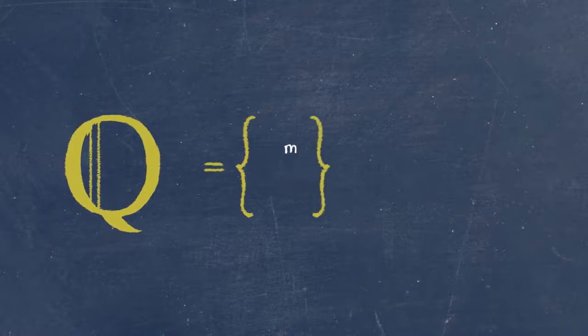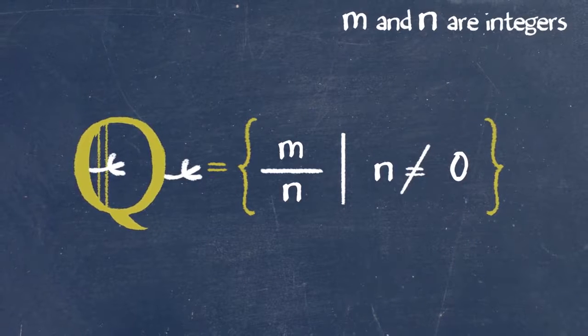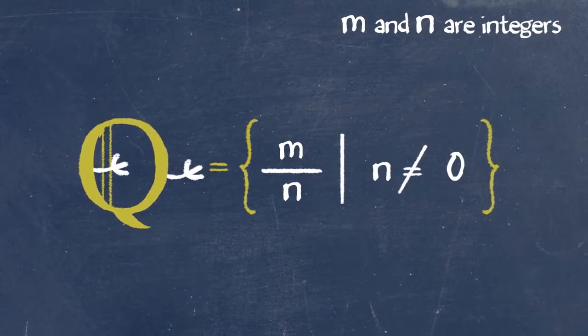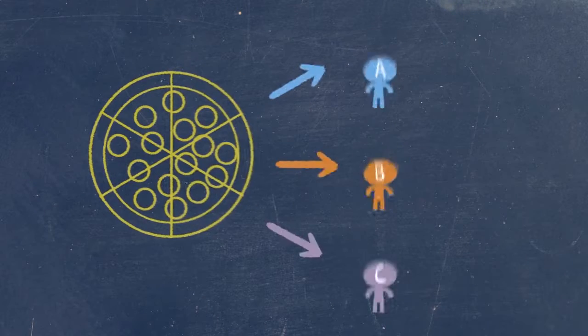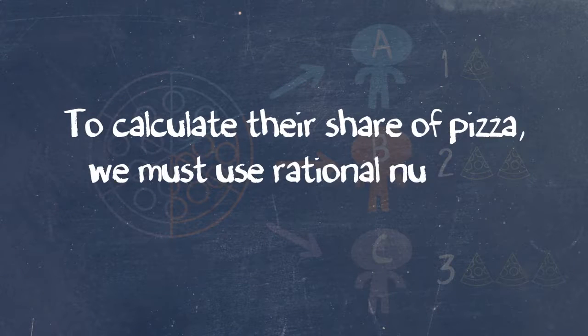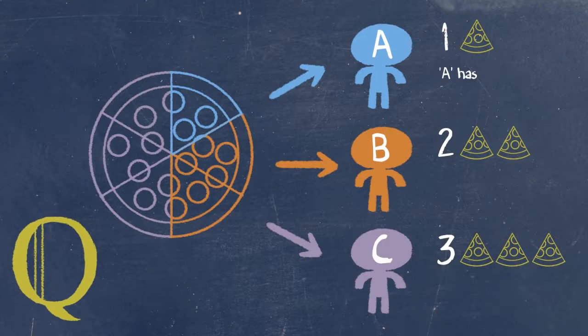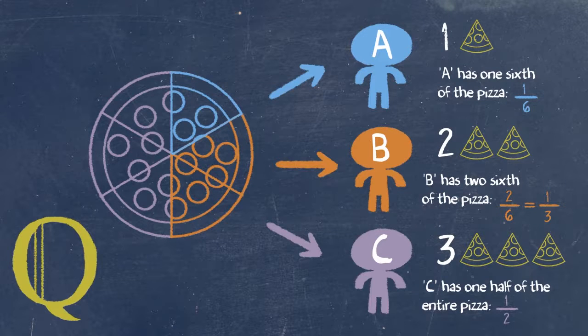And of course, there are fractions or rational numbers. Any rational number is the ratio of two integers, m and n, where n is not zero. We need rational numbers to describe what happens when we split up a pizza. To calculate the share of pizza, we use rational numbers. A has 1/6, B has 2/6, which equals 1/3 of the whole pizza. C has 1/2 of the entire pizza.